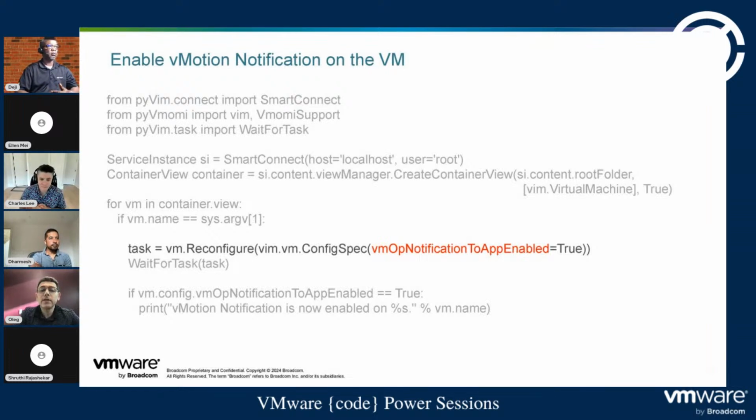First, you use SmartConnect to authenticate. You get a service instance back. From that service instance, you get the list of virtual machines running on the host. And you iterate over that list, pick the virtual machine you're interested in, reconfigure, wait for the task to finish, and you're done.